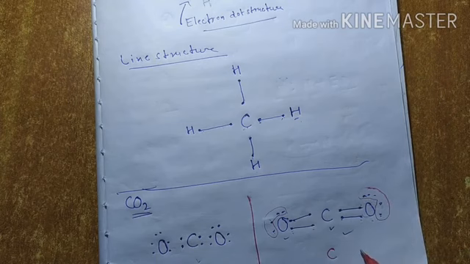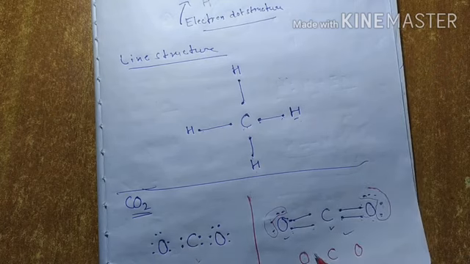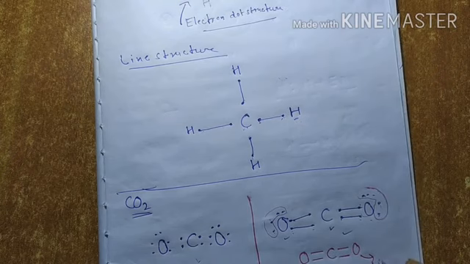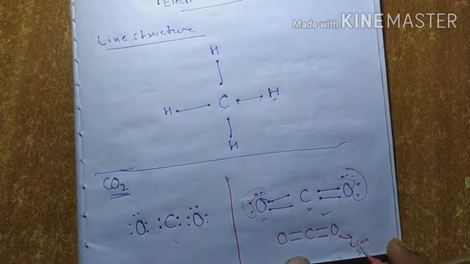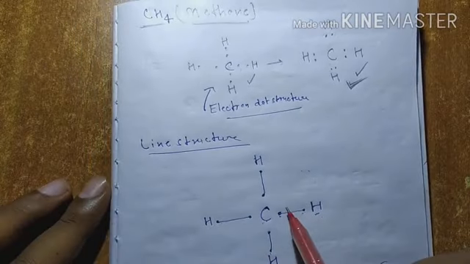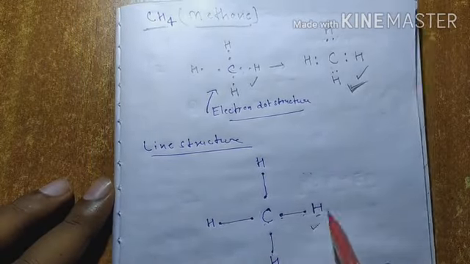So what will happen? It shows like this. Two bonds are there. This is the line structure. Okay. In this case there is no dot, so it is okay.